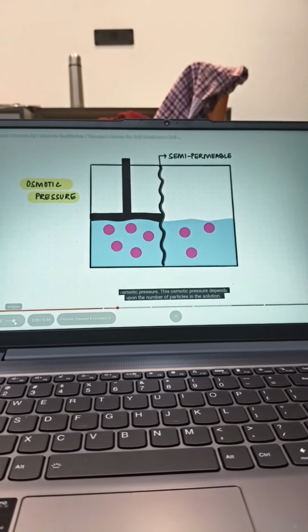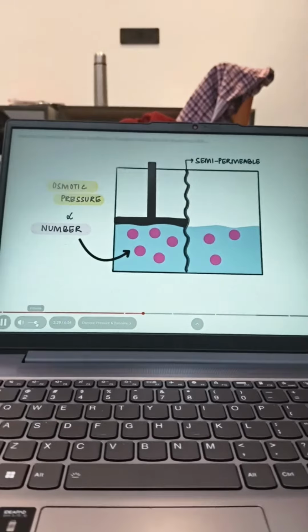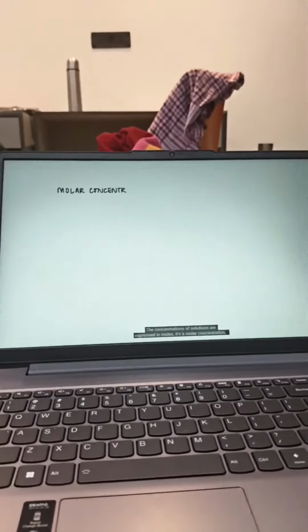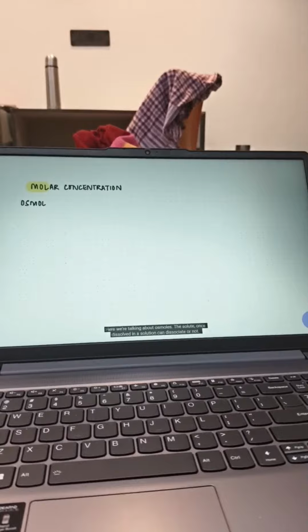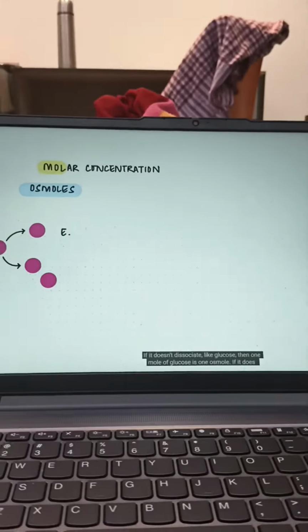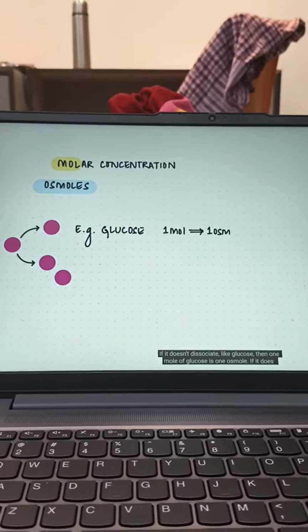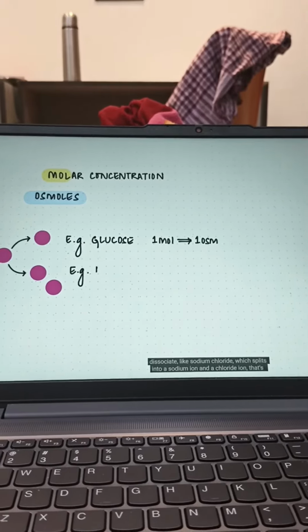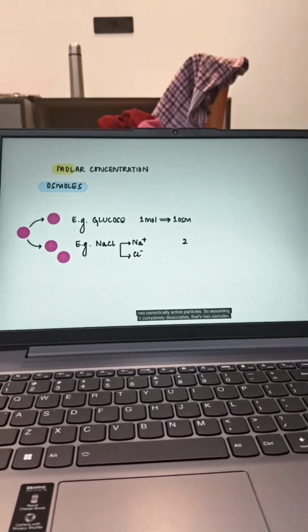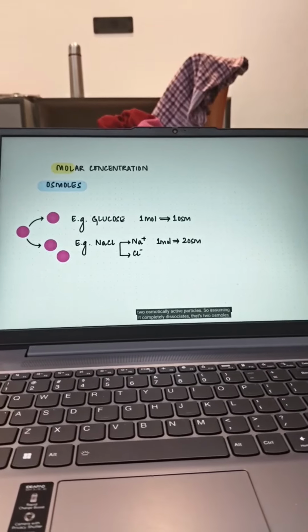This osmotic pressure depends upon the number of particles in the solution. The concentrations of solutions are expressed in moles. It's a molar concentration. Here we're talking about osmoles. The solute, once dissolved in a solution, can dissociate or not. If it doesn't dissociate, like glucose, then 1 mole of glucose is 1 osmole. While if it does dissociate, like sodium chloride, which splits into a sodium ion and a chloride ion, that's 2 osmotically active particles. So assuming it completely dissociates, that's 2 osmoles.